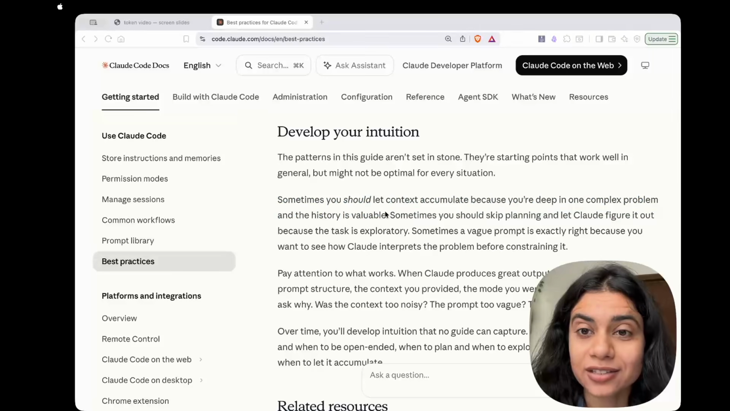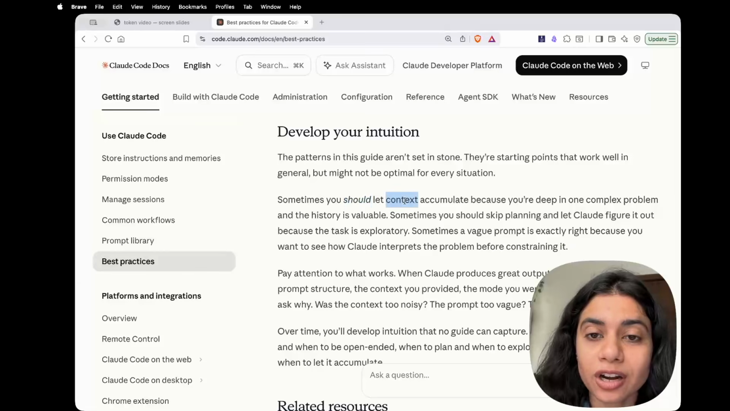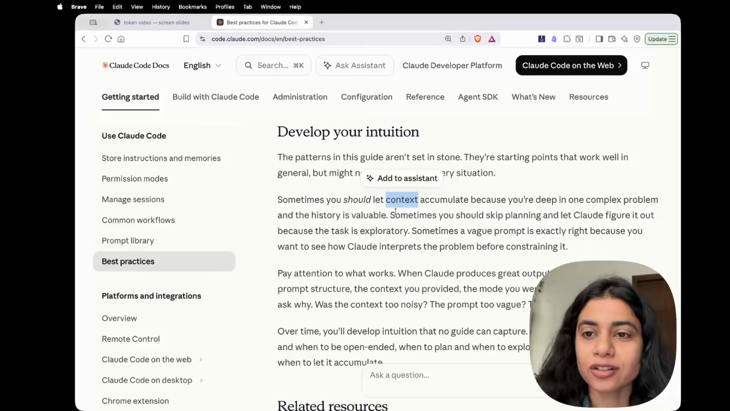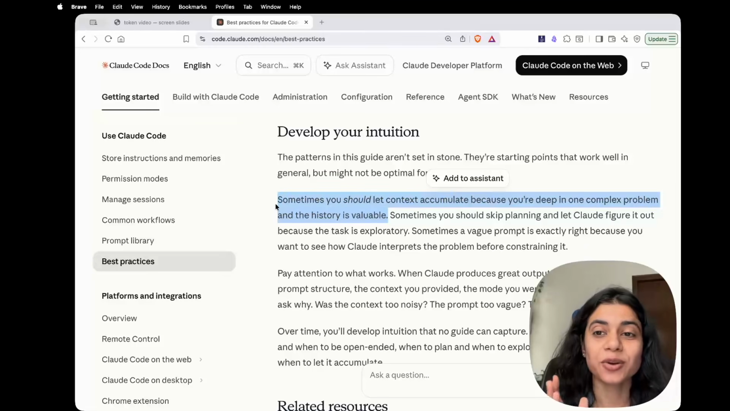Limit your chats to 4 or 5 messages. That's false. There is no source that mentions it. The best practices docs say that sometimes you should let context accumulate because you are deep in one complex problem and that history is valuable.